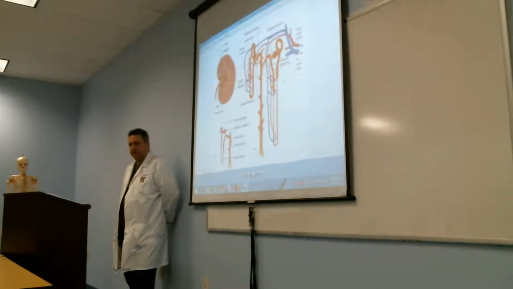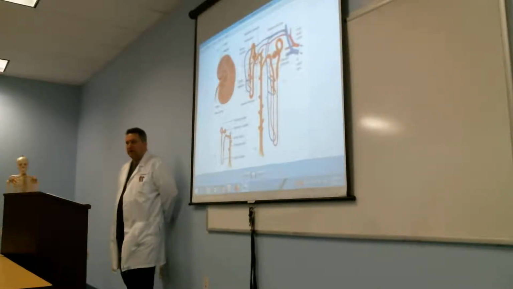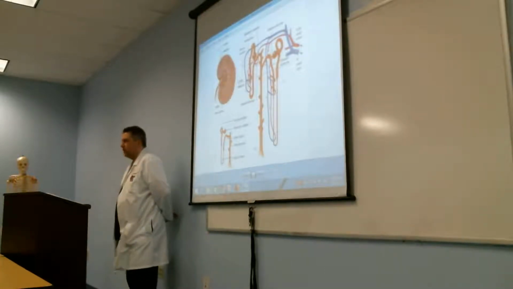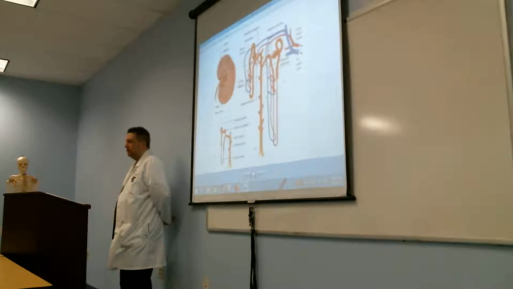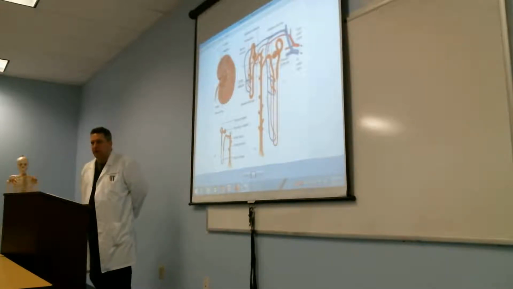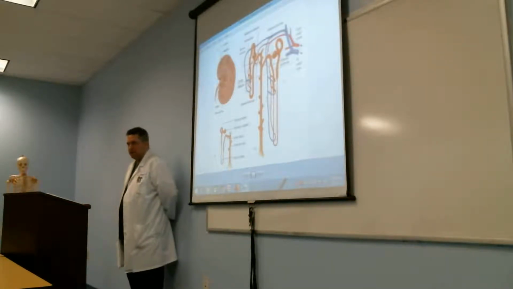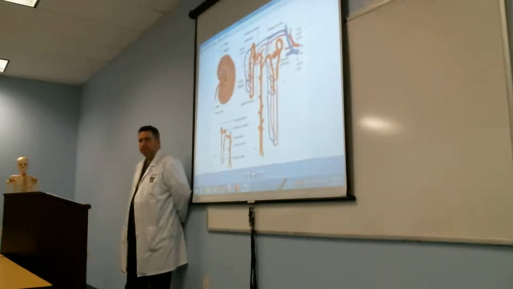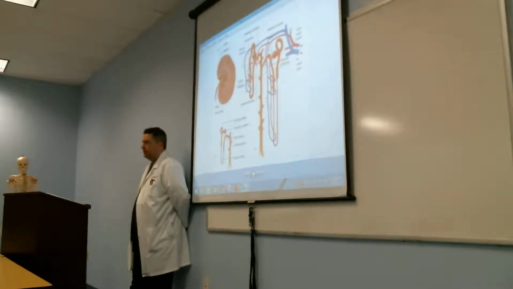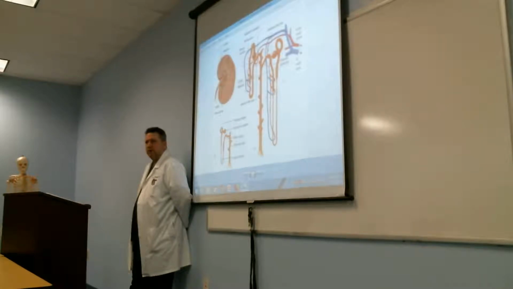Aldosterone, we talked about aldosterone before, is going to cause sodium to come into the blood. Sodium comes into the blood, water is going to follow salt. What's that going to do for blood pressure? Higher. It's going to increase blood pressure. Antidiuretic hormone causes water channels to open up. That brings water into the blood. If we bring more water into the blood, it's going to increase blood pressure.